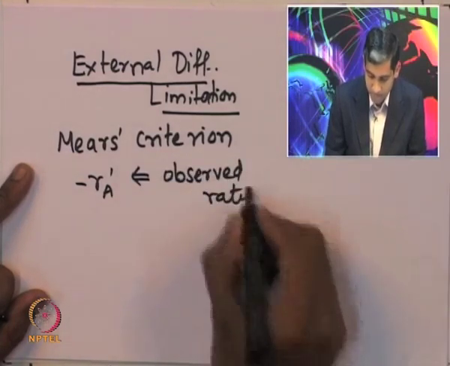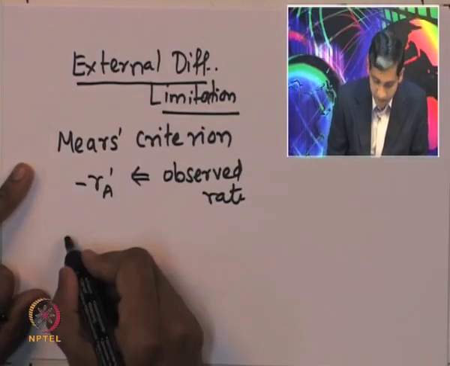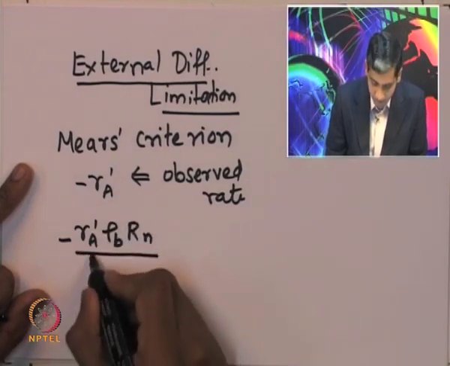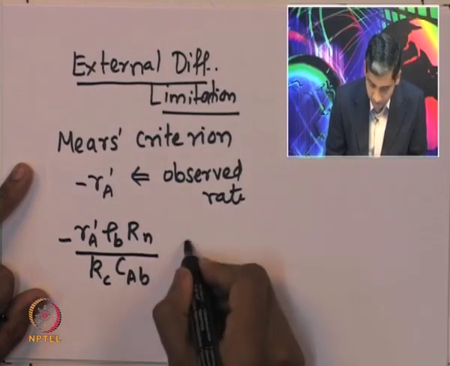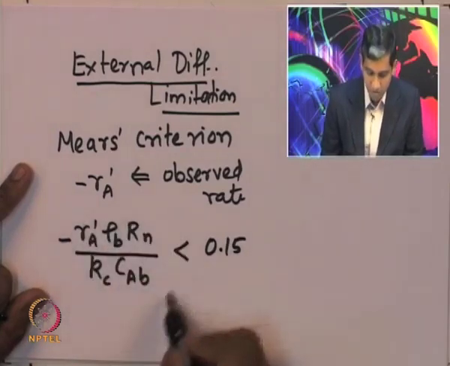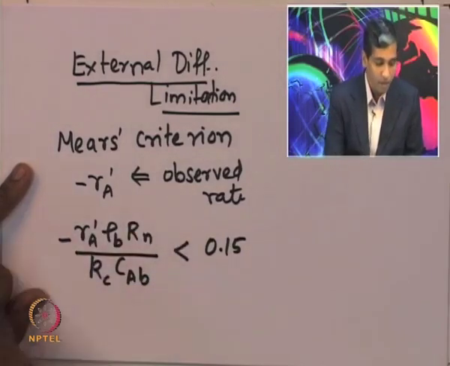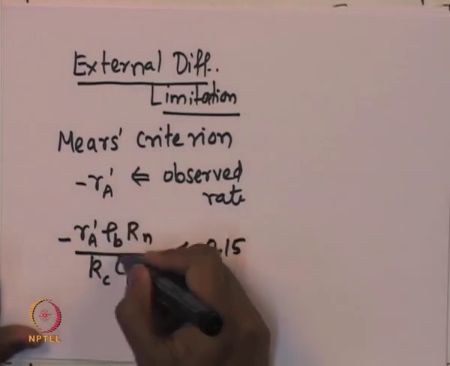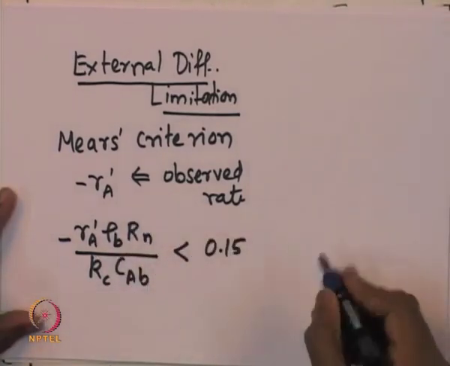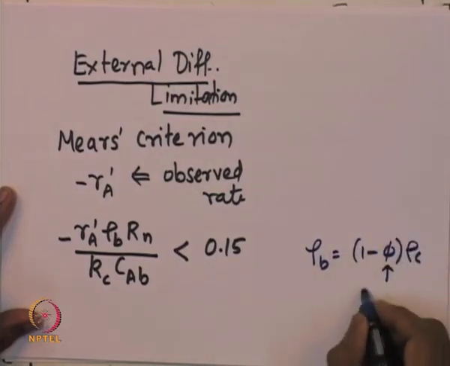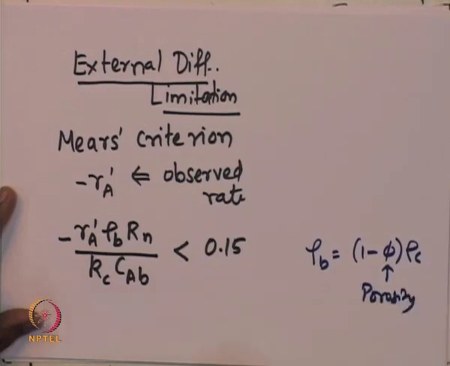then the criterion is that if minus R A into rho B into R into N divided by K C into C A bulk is smaller than 0.15. So, this expression on the left hand side contains the observed reaction rate, multiplied by the bulk density of the catalyst. The bulk density of the catalyst rho B is given by 1 minus phi into rho C, where phi is the porosity of the bed that is used and rho C is the solid density of the catalyst.